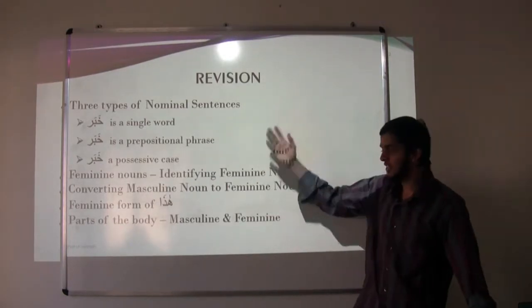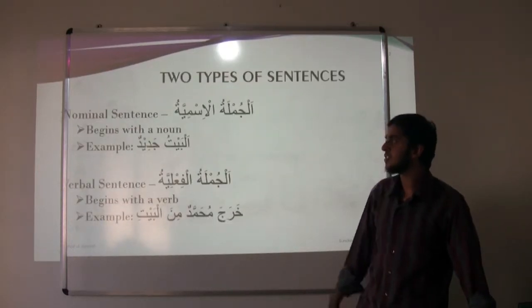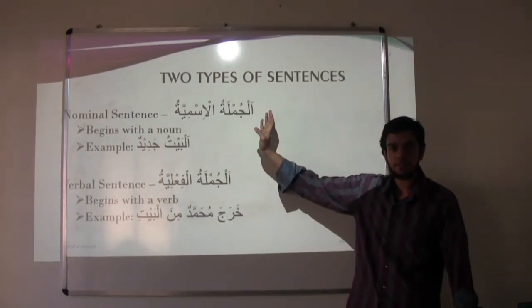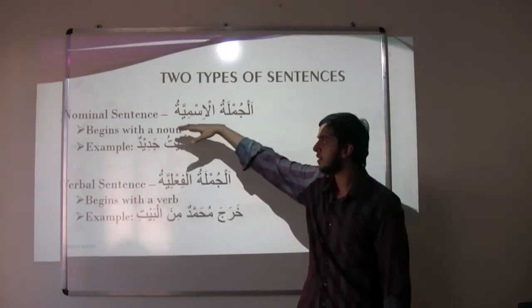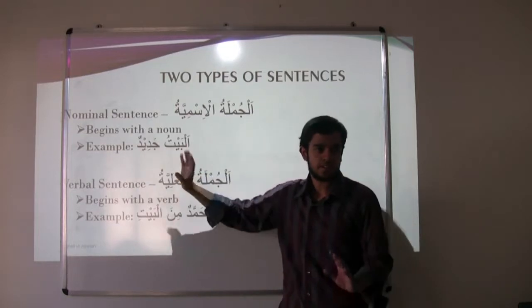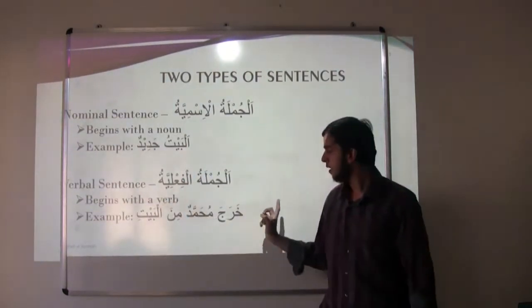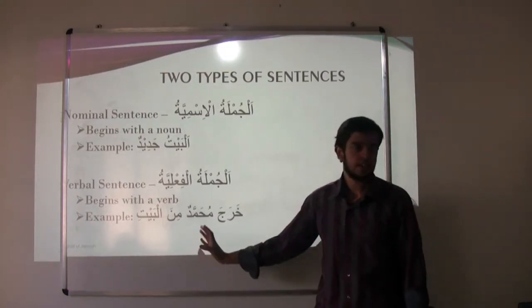Okay, we'll just go through all these concepts again, just a very brief intro. Nominal sentence, we remember the two types of sentences. The nominal sentence, al-jumlatul ismiyatu, begins with the noun, al-baytu jadidun, as an example. The verbal sentence, al-jumlatul fi'aliyatu, begins with the verb, kharaja muhammadun min al-bayti, as an example.